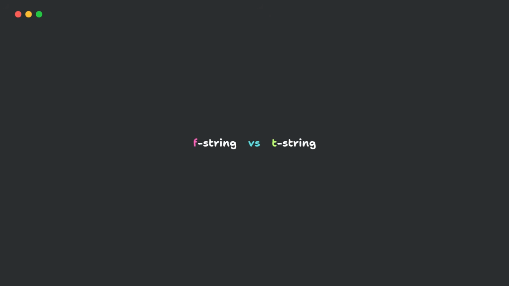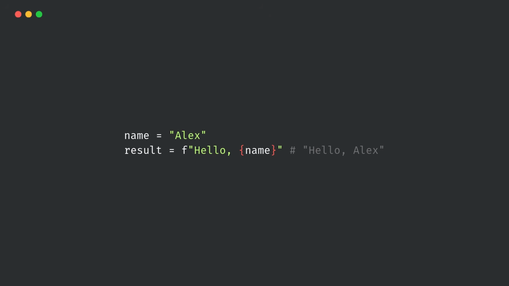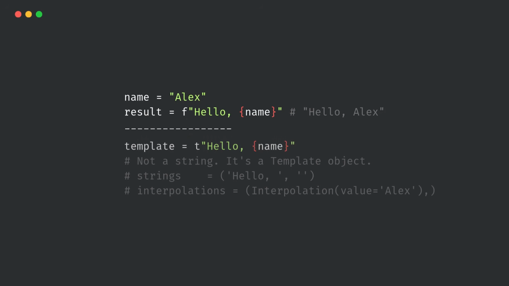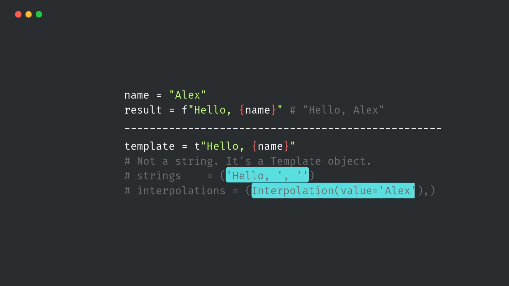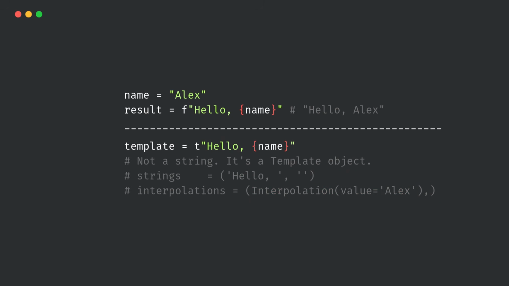Let's get the basics out of the way real quick. F strings, you already know them. Put a variable in, get a string out. Simple. Now t-strings literally just swap the F for a T. See the difference? F string gives you a string instantly. T string gives you a structured object. Static text and dynamic values kept separate. Let's see why that matters in real code.